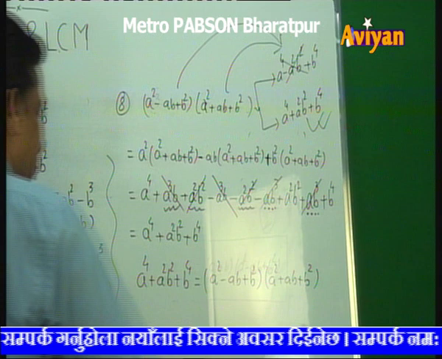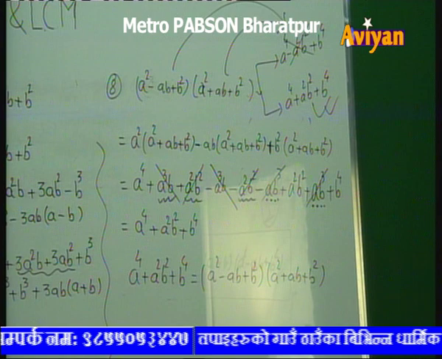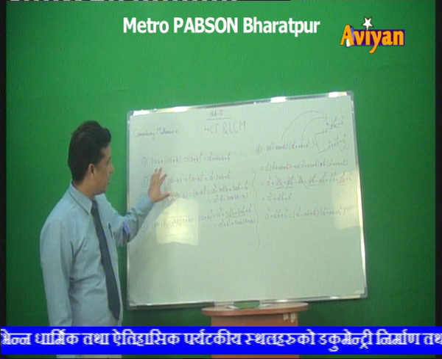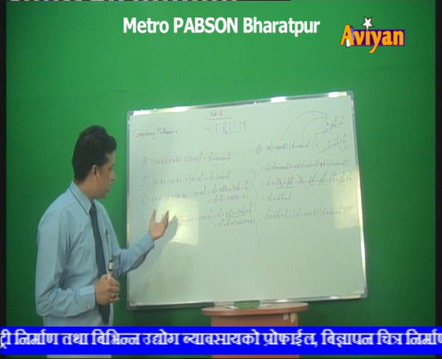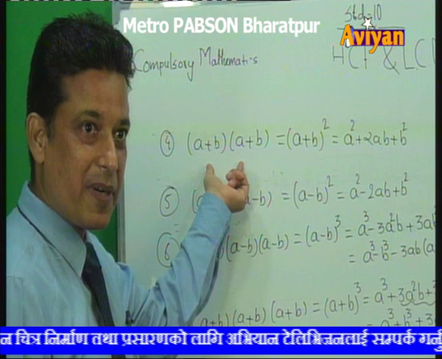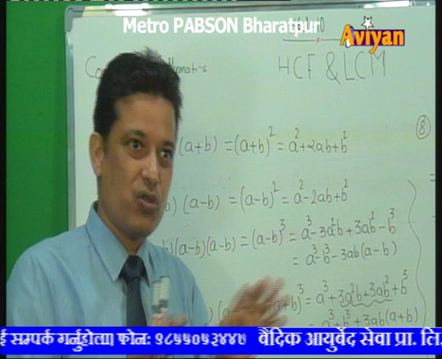In this way, I have shown you some examples, and you learned that multiplication and factorization are reverses of each other. If you factorize the product, you get these two expressions. If you multiply these two expressions, you get this as the product. So they are reverses of each other.